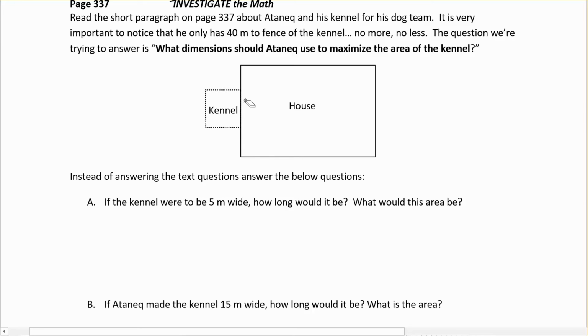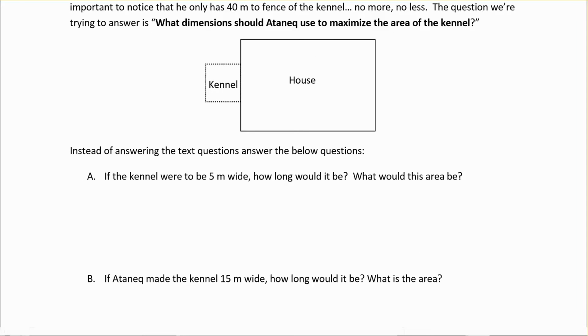So the first part here walks you through the steps. It says, instead of answering the text questions, answer the below questions. The ones I have here help you out a bit, and we go step by step. So it says, if the kennel were to be 5 meters wide, so if this side was 5, how long would it be? What would its area be? So if this was 5, that's 5, and it's asking what would its area be.